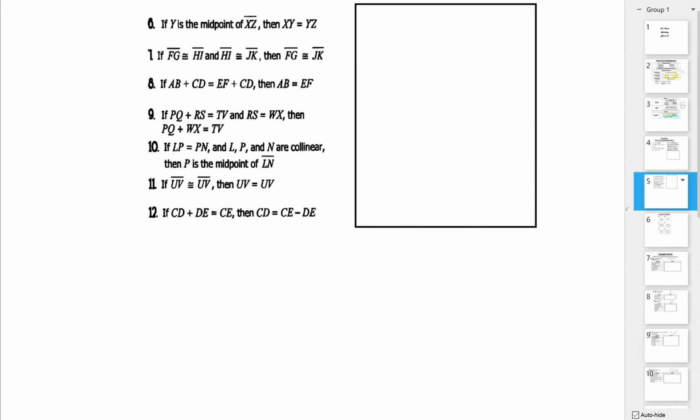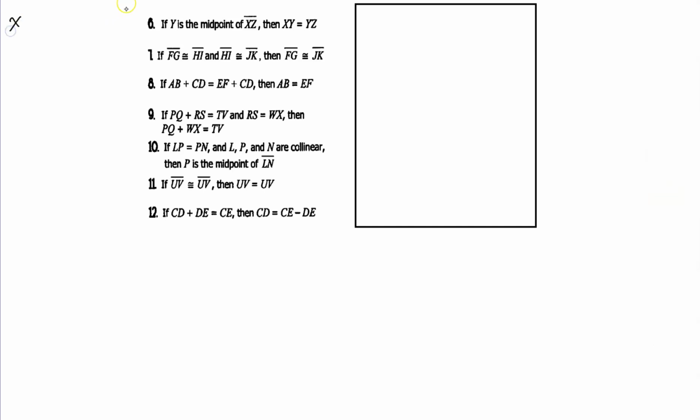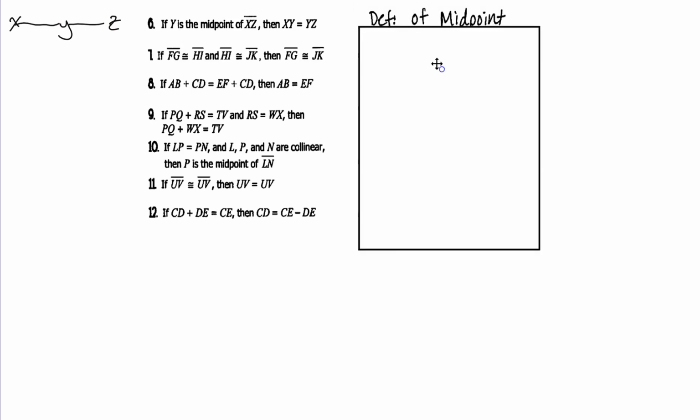You see that if Y is the midpoint of XZ, that means that Y has to be in the middle of XZ. So then XY has to equal YZ. If you think about it, just draw it out. You have X, Z, and Y has to be in the middle. So that would mean that XY equals YZ. So that is your definition of a midpoint.